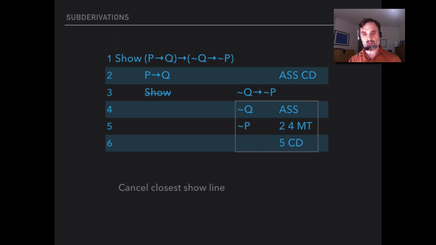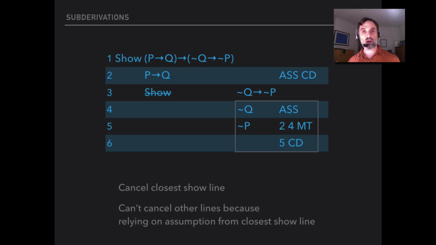And so as of line 6, the closest show line is line 3, and so that's the line we have to cancel. You can't cancel other lines because we made this assumption on line 4, which is fine for showing line 3, but is not okay for showing other lines. And so as long as you're relying on that assumption, you can't cancel lines besides the closest show line which produced that assumption. Okay, but so we've canceled line 3, good.